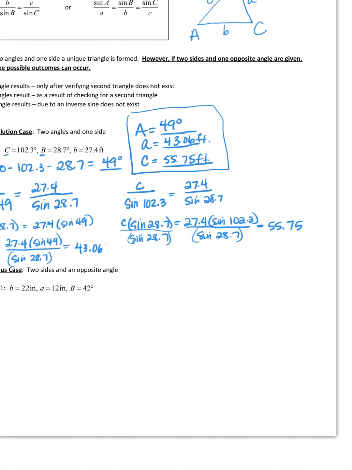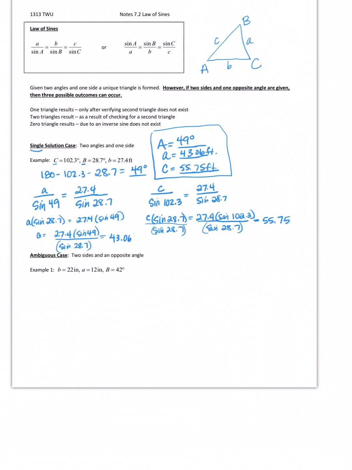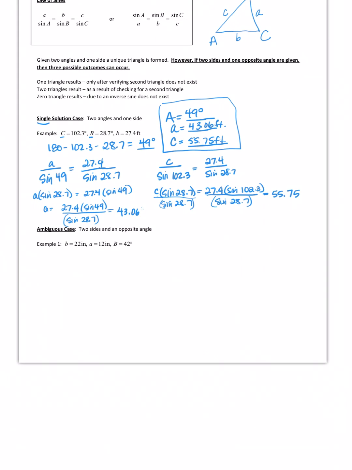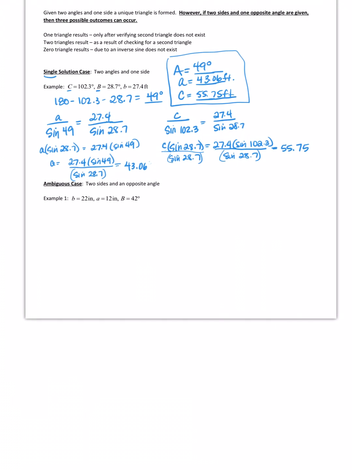All right, so a single solution is not so bad. It's a little tedious because you've got to find missing sides and whatnot. But let's kind of dive into the ambiguous case. Two sides and an opposite angle. So I'm going to walk you through it. Two sides and an angle. So this means I need to find angle A, angle C, and looks like little c, right, to be finished here.